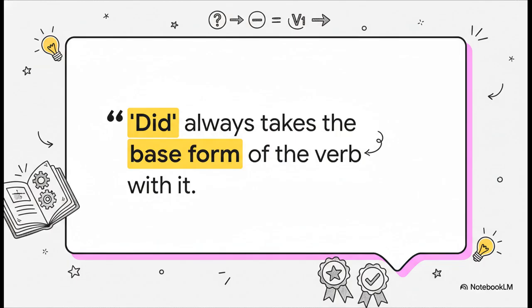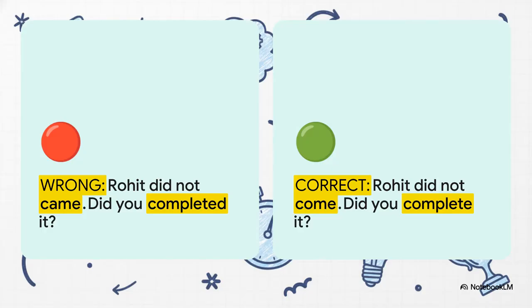The word did, doesn't matter if it's in a question or a negative sentence, is always, and I mean always, followed by the base V1 form of the verb. And here you see it in action. It's actually so easy to spot the mistake once you know the rule. It's not did not came, it's did not come. It's not did you completed, it's did you complete. Honestly, this one little rule can help you solve tons of spot the error questions.